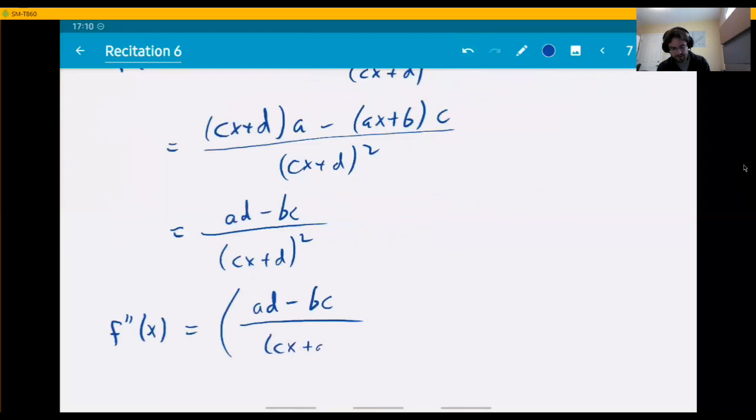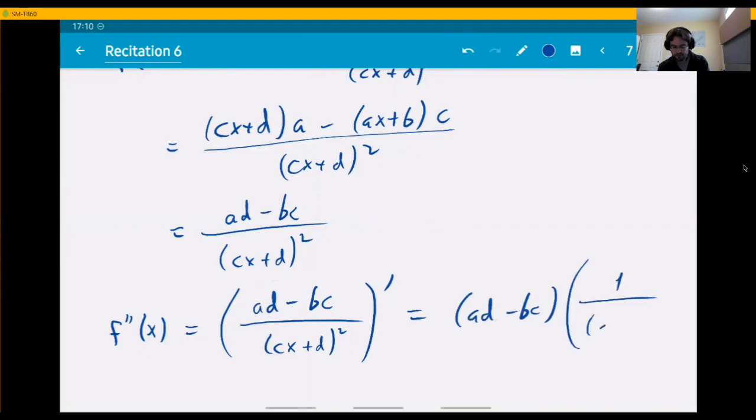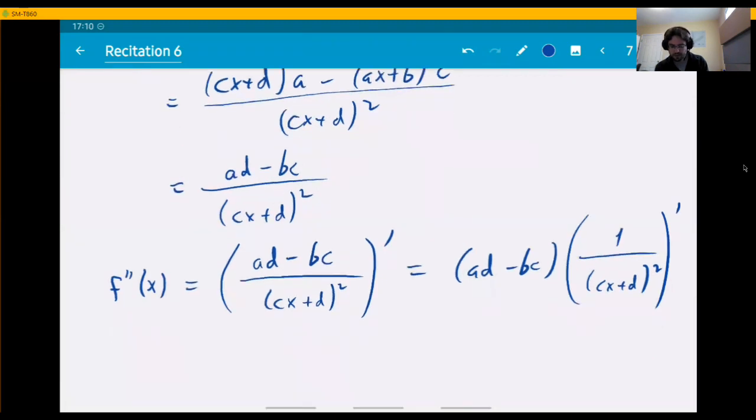What is the best way to find this derivative? You can use the quotient rule again. It will give you the right answer, but I'm going to do a different thing. AD minus BC, remember, that's just a constant. It is just a number. We can move it outside of the derivative, like this. You actually only want to differentiate this part, 1 over cx plus d squared. And then multiply by that constant.